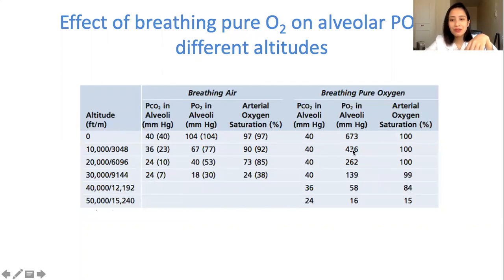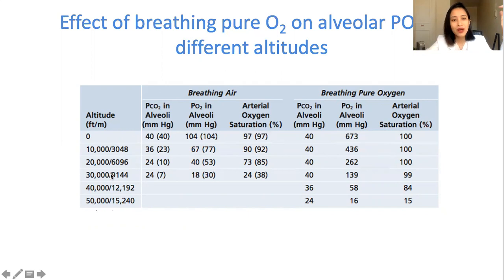But if you're breathing pure oxygen, the partial pressure of oxygen in the alveoli rises to 673, and the arterial oxygen saturation will go up to 100%. This is not really very different from this one, no?